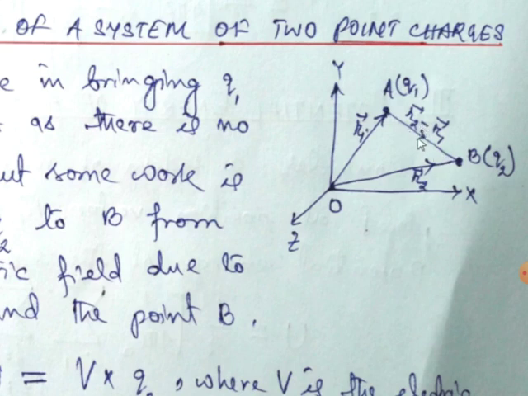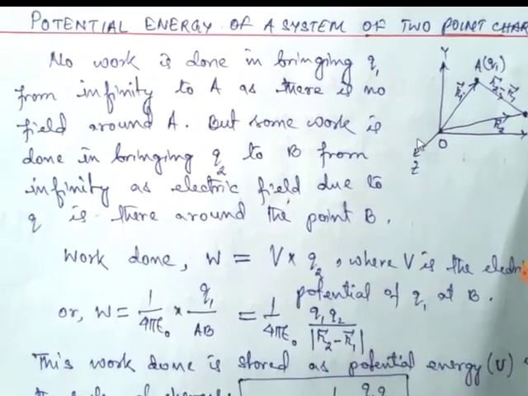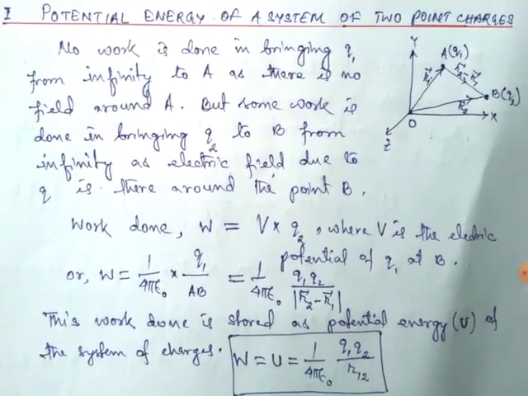So first let's write that one. If you want to write the note, then you can copy this down, as whatever I have said will be all here. So work done will be equal to potential times Q2. What is this potential? V. This is the electric potential of what?